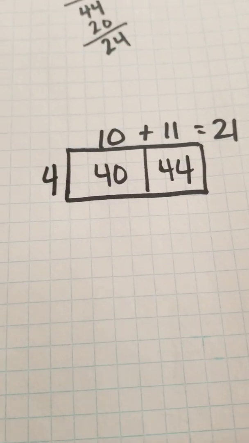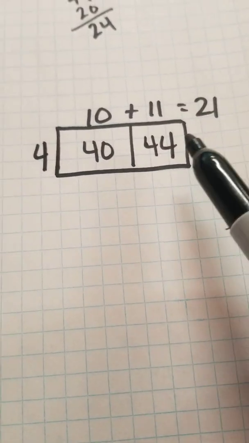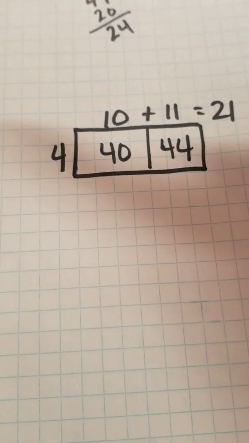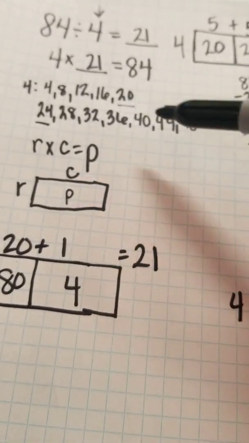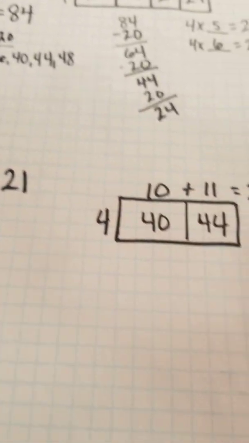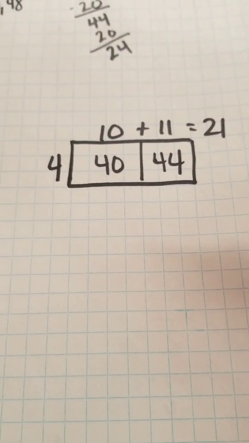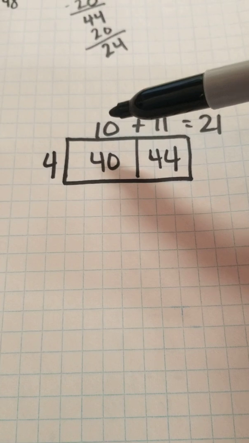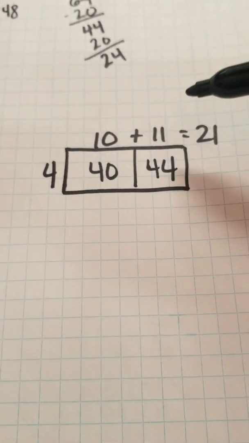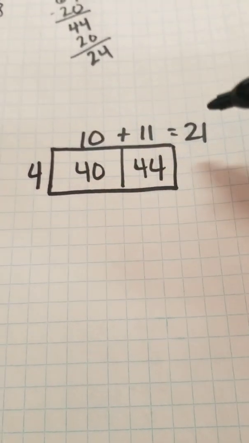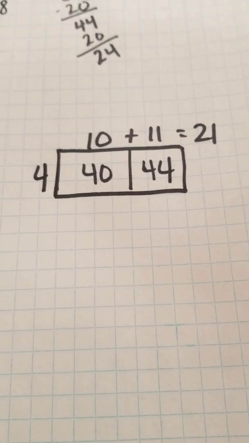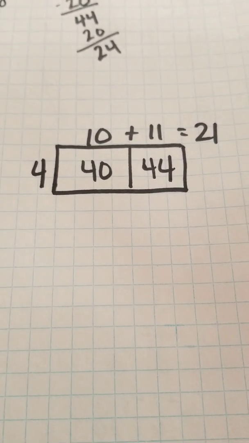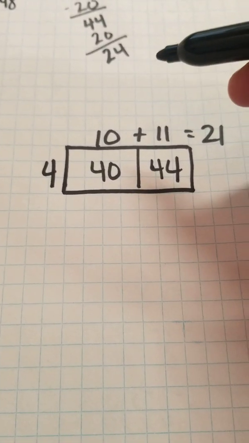You could have also done 40 and 44, which are numbers on your multiples list. 40, 44. So you could have used those, and you still would have ended up with 21 as your answer because 4 times 10 is 40. 4 times 11 is 44. So add those up. Your answer is 21, 84 divided by 4. There's no remainder on this.